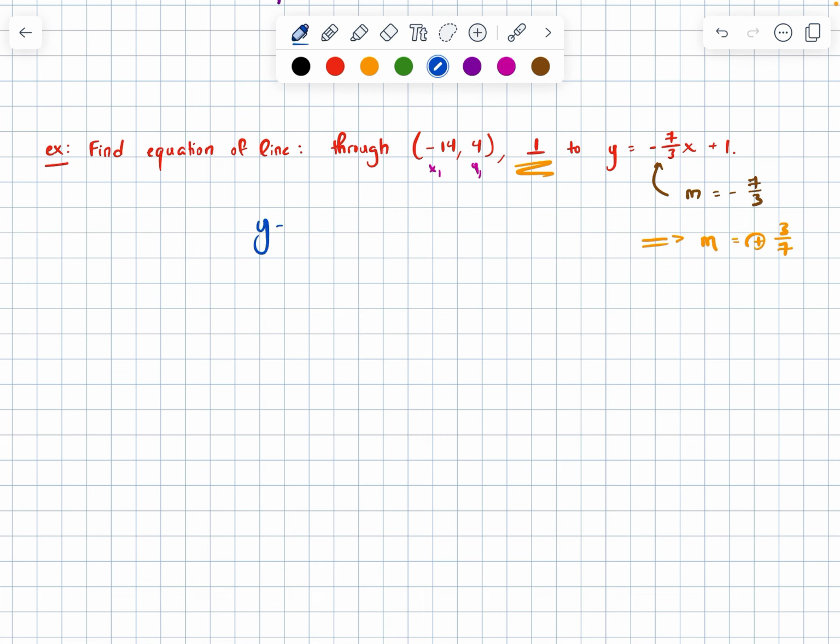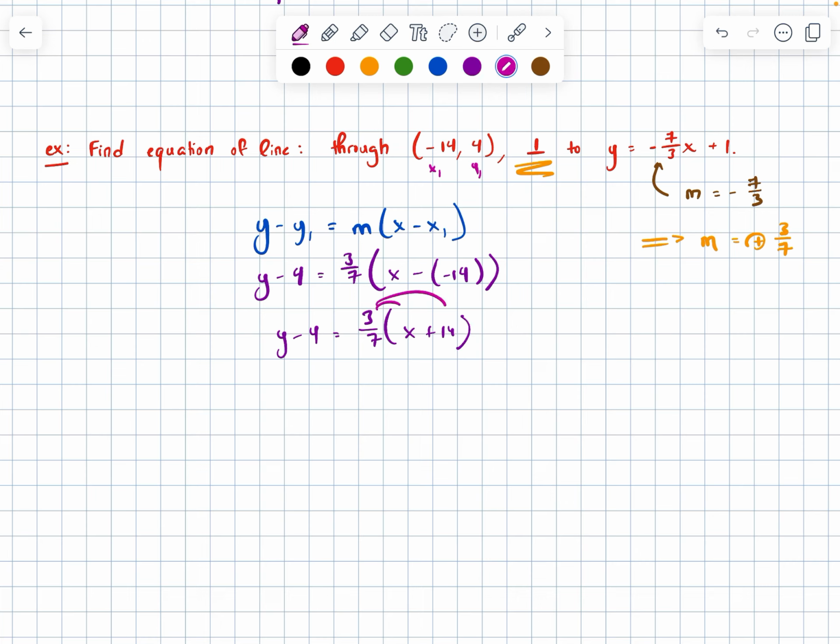So I'm going to take my x1, y1 here, and I know that y minus y1 is equal to m parentheses x minus x1. I'm a broken record, but broken records can still play good songs. Y minus y1 here, I'm going to take y minus 4 as y1. My slope I've identified as positive 3 over 7 times x minus negative 14 for x1. Simplifying, I know y minus 4 here is equal to 3/7 times x plus 14.